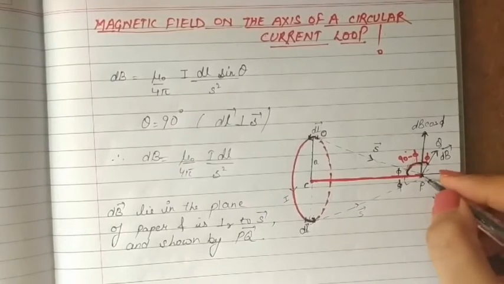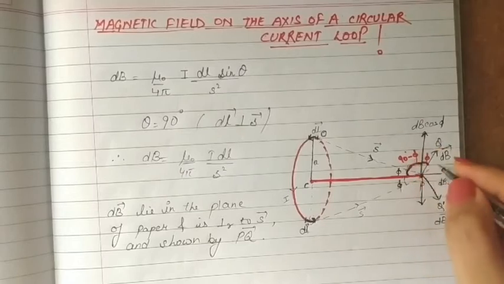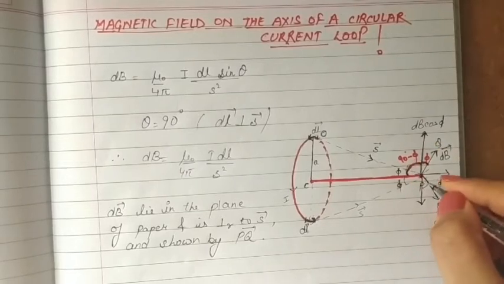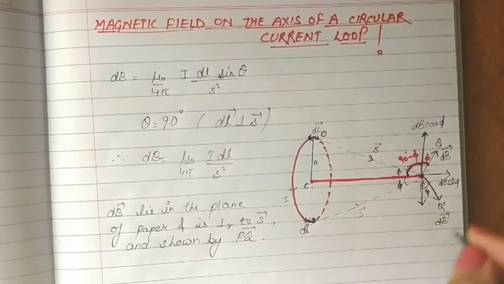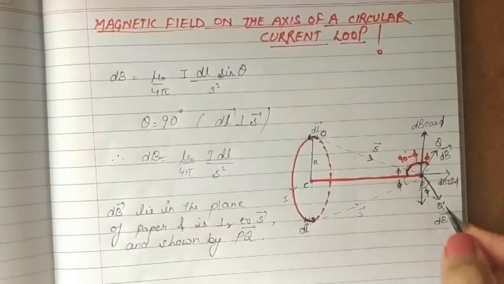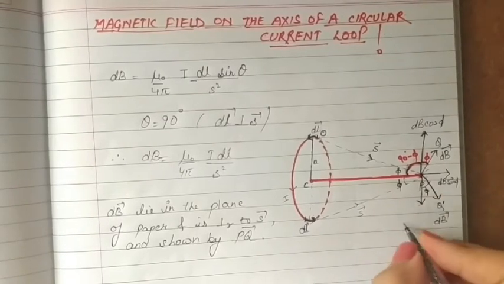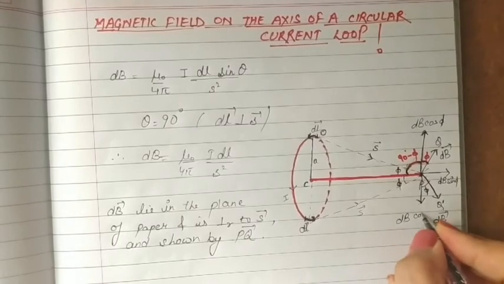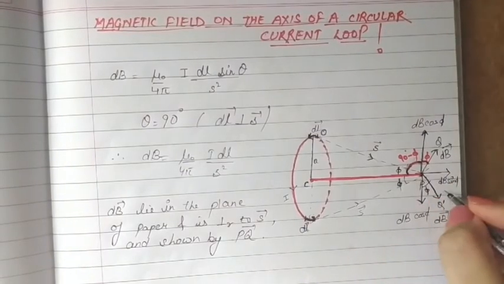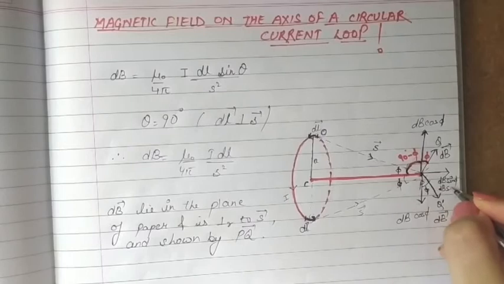So this magnetic field is again resolved into two components. Similar process, this angle will be phi, and it will be divided into two components, dB cos phi and again dB sin phi.